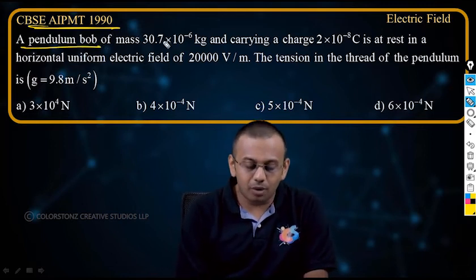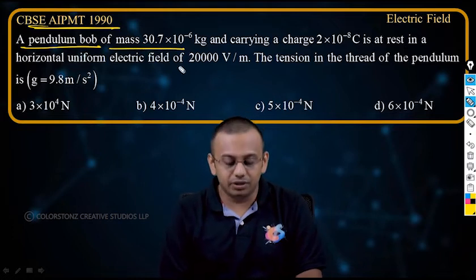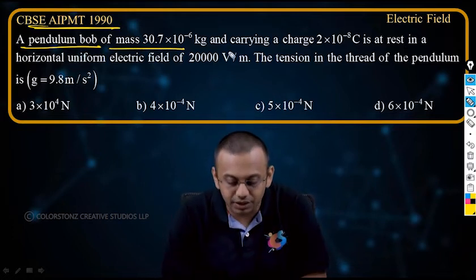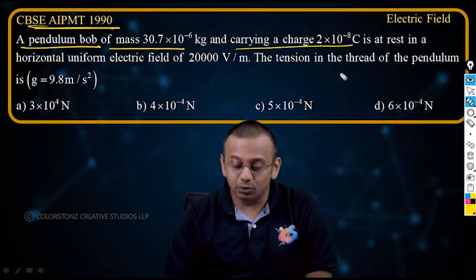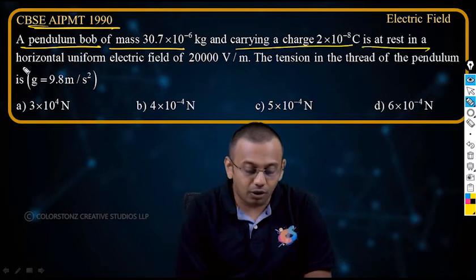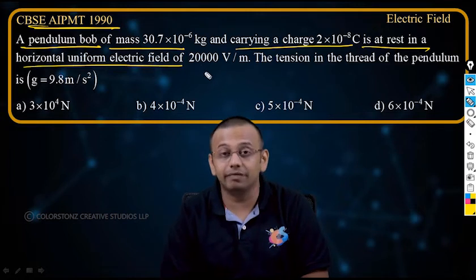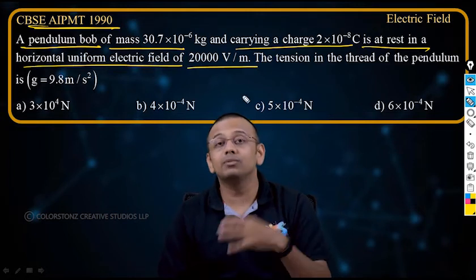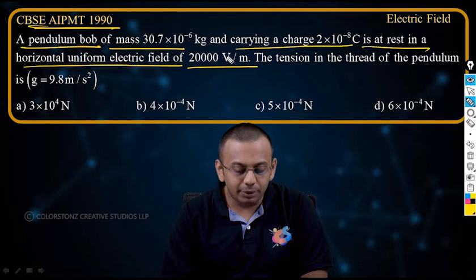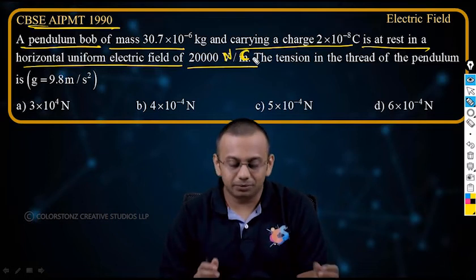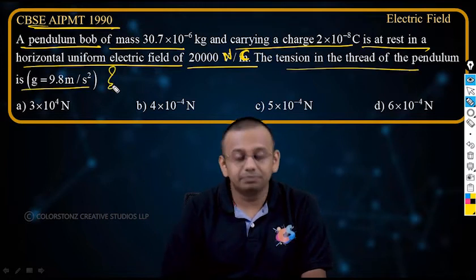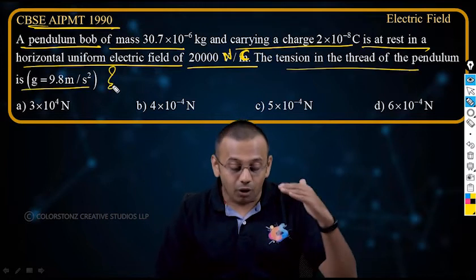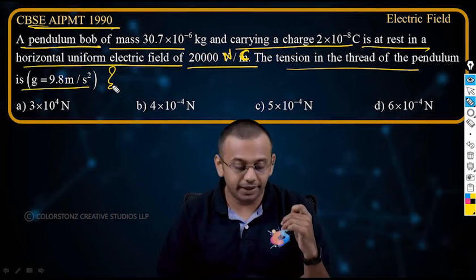A pendulum bob of mass 30.7 into 10 power minus 6 kg and carrying a charge 2 into 10 power minus 8 coulomb is at rest in a horizontal uniform electric field of 20,000 volt per meter. Volt per meter is the same as Newton per Coulomb. Don't worry about it. The tension in the thread of the pendulum is... So there is a horizontal uniform electric field.